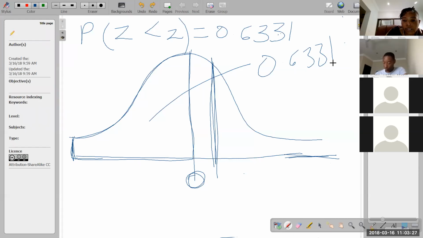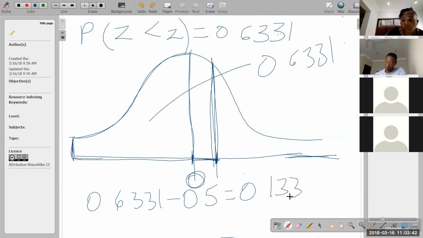So we need what this is. We already know that from this point to this point will be 0.6331 minus 0.5, and that gives us 0.1331. So we go check on our table for 0.1331 out of all these figures.